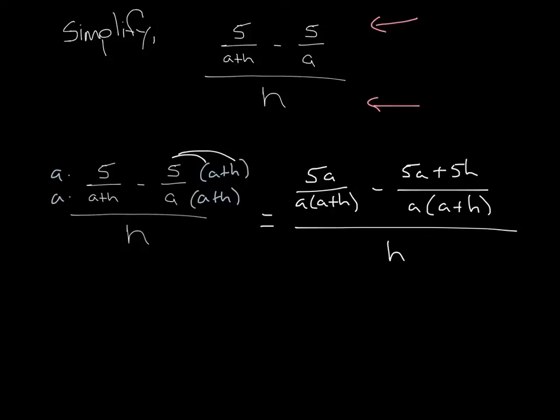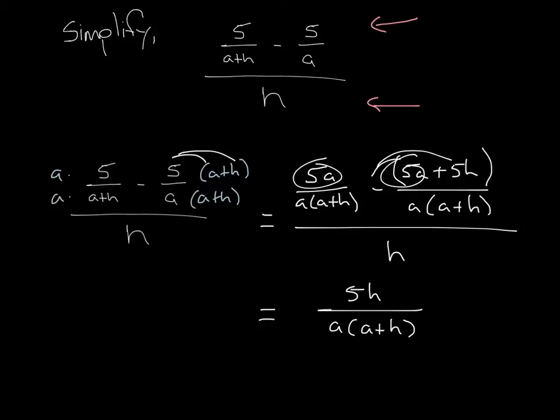And now I'm going to subtract these two fractions in the numerator together. Importantly, I need to realize that when I'm subtracting this 5a plus 5h, I'm subtracting all that, so really I'm going to distribute this negative through both of these. 5a minus 5a is 0, so the 5a's here cancel each other out, and I'm just left with the 5h up in the numerator, and then I have my denominator of a times a plus h. Again, that's all being divided by h still.